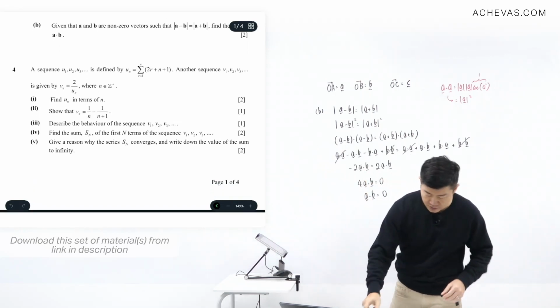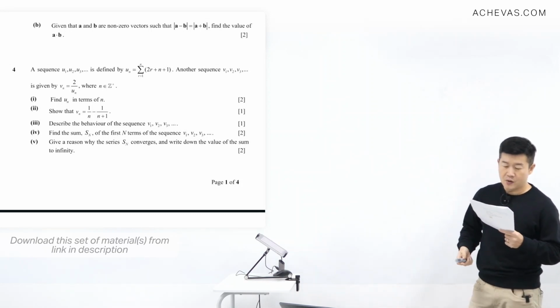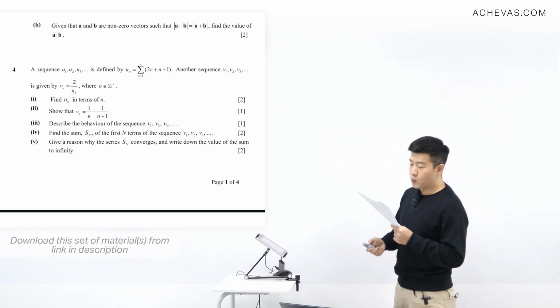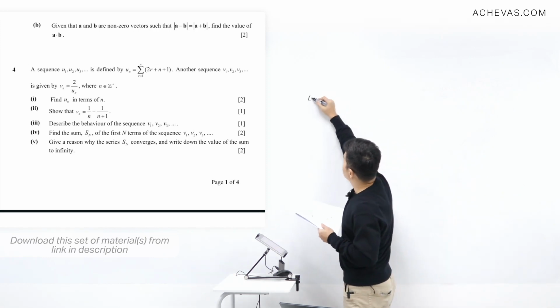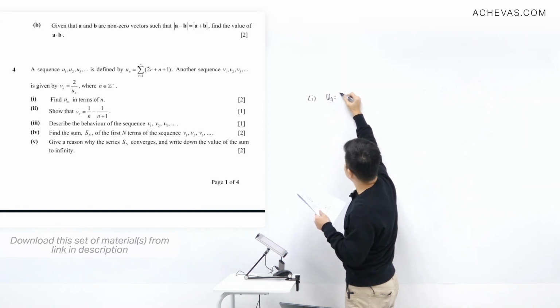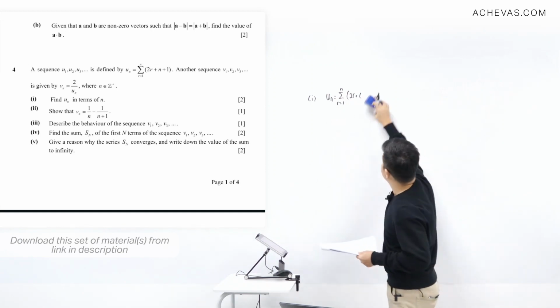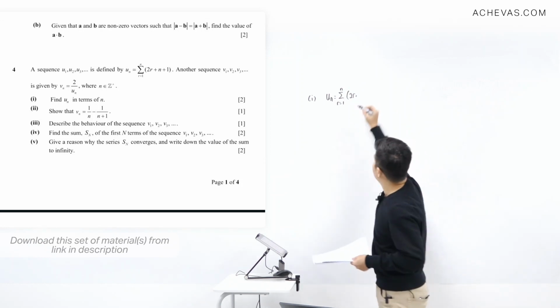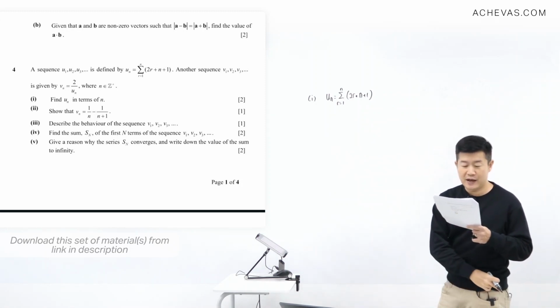Question number 4. In question number 4, part 1, we are supposed to find Un in terms of n. Un is given to us as the summation from r equals 1 to n of 2r plus n plus 1. We are supposed to evaluate this summation.